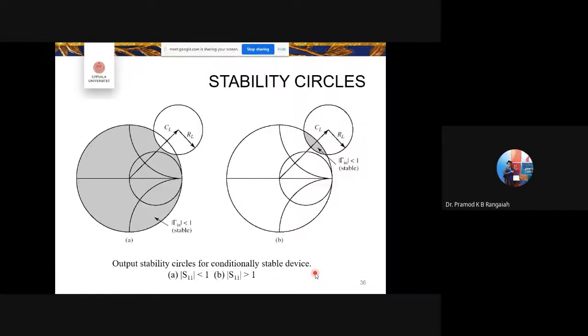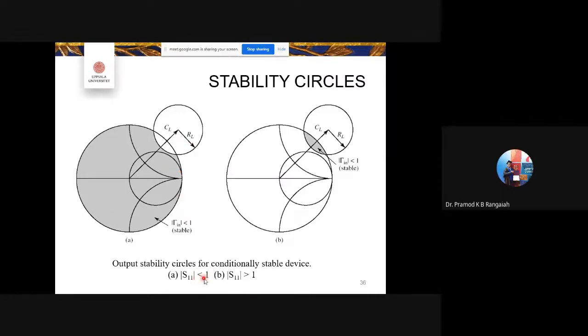So there is something for creating stability. If your amplifier is not stable, then it will start oscillating, create its own signal in between, and destroy our communication network. So when we deal with stability circuits, we have to look at this. We most probably use a Smith chart, draw stability circles, look at the available area in the Smith chart, and design our element in that. The same goes for the output stability circle.